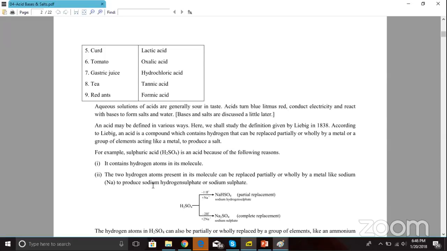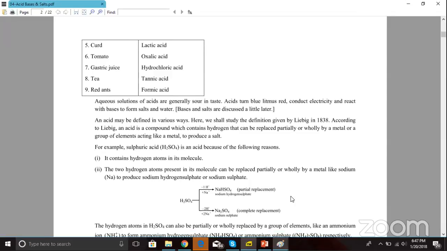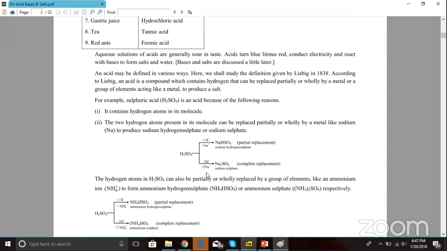So we call it sodium hydrogen sulfate. H2SO4 with one sodium atom: when you add one Na+, one H+ has to be removed. So NaHSO4, sodium hydrogen sulfate. We call this a partial replacement. Then if you add two Na+, the two hydrogens are replaced by the two sodium ions. So Na2SO4, sodium sulfate. This is a complete replacement.